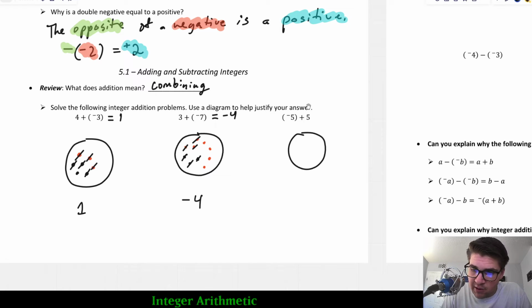Because really, well, I start with negative 5. I could draw the negatives first, then draw the positives. Notice that makes no difference, right? Because ultimately, I'm joining those things together, and all 5 of those will cancel each other out. So in this case, we're going to get 0, and we get the additive identity of the integers, the additive property of 0 is what I mean.